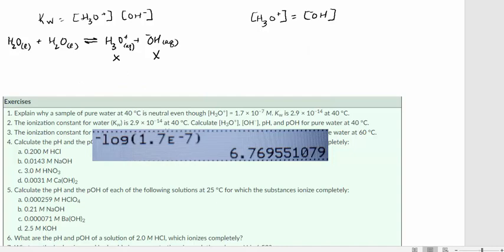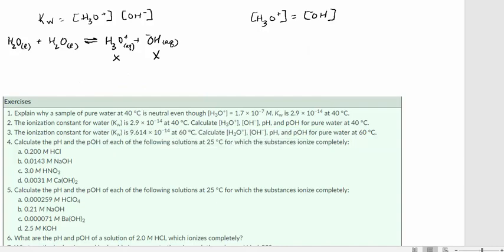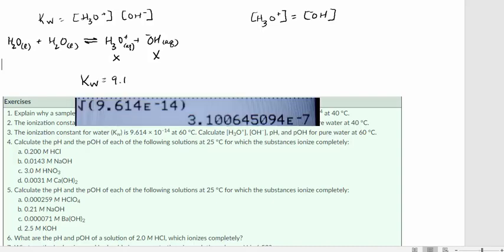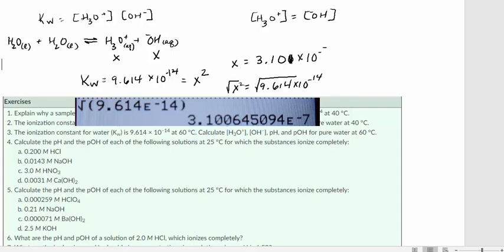For number 3, we're asked to basically do the same calculation at a different temperature. So here the Kw is equal to 9.614 times 10 to the negative 14. Now, we've already shown that that should be equal to X squared. So if I take the square root of these values, then X, which is the concentration of my hydronium and my hydroxide, should be equal to 3.1001 times 10 to the negative 7.